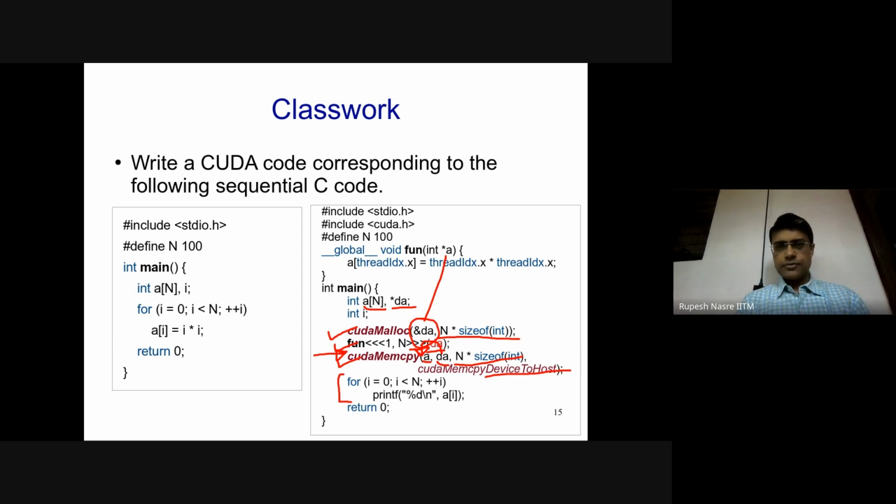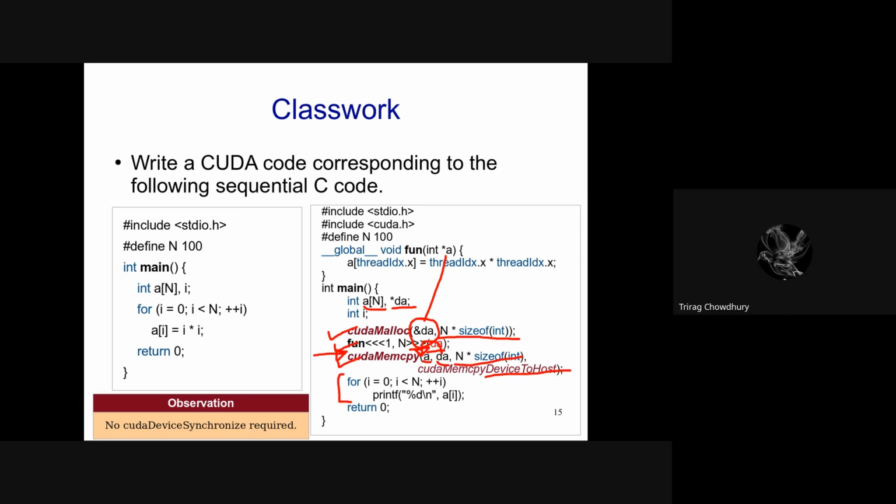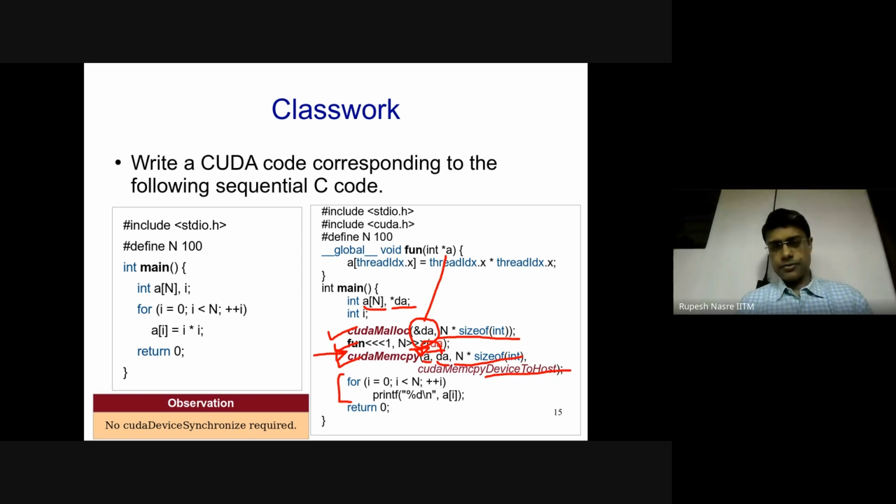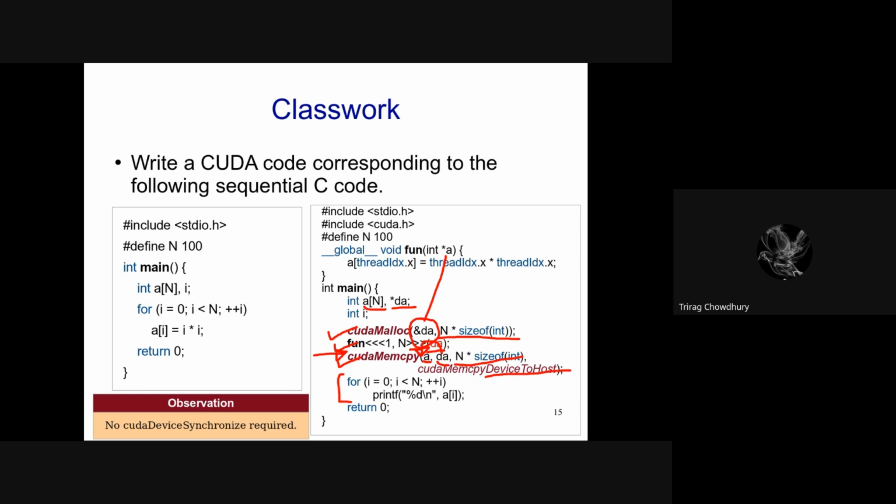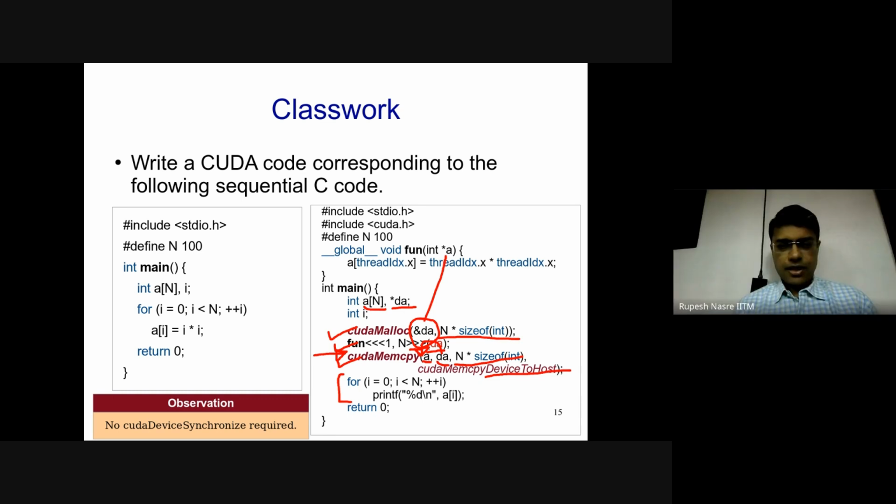Okay. At this stage, Sir, I have a small confusion. Is dA the location, the address, on the CPU memory or on the GPU memory? It's a variable on the CPU, so its address is on the CPU. Just that its value is an address which is coming from the GPU.